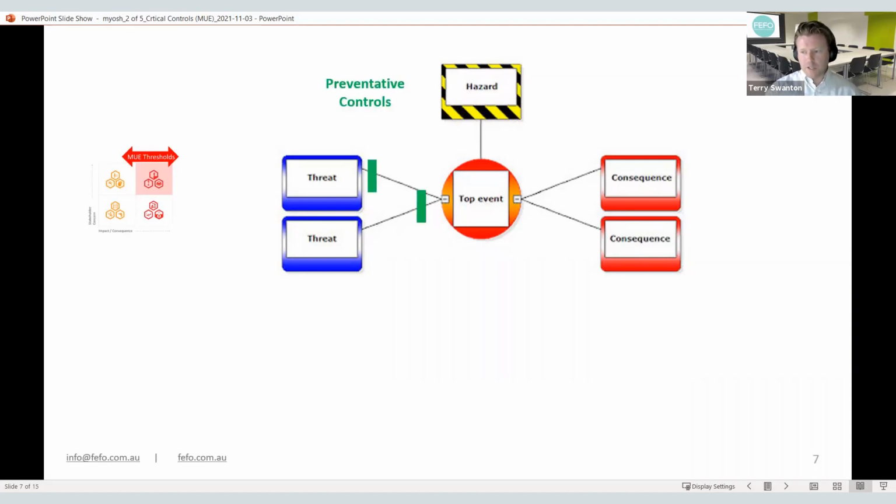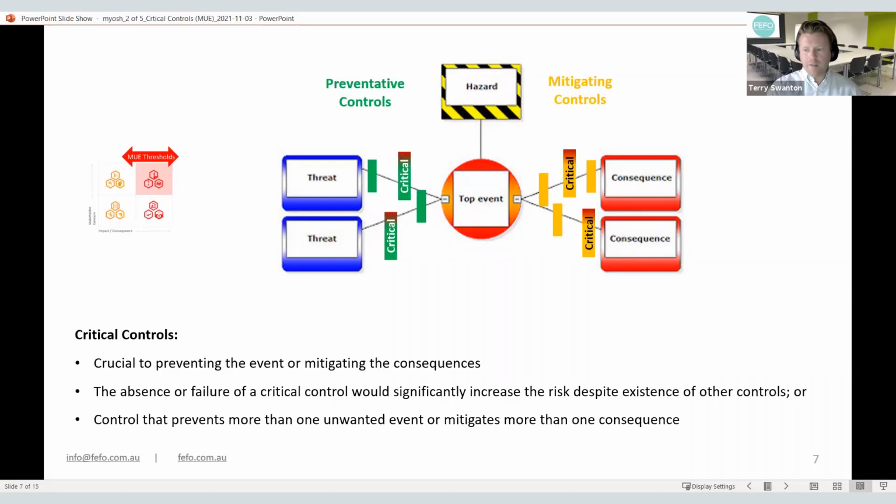So, of course, when doing a bow tie assessment, the goal here is to identify controls, both on the preventative side, but also on the reactive side, so mitigating once the event has occurred. However, the critical part for today is looking at what are the critical controls. So the critical controls are crucial for preventing the event in the first place or mitigating those consequences. Keyword here is crucial. The absence or failure of a critical control would significantly increase the risk despite existence of other controls. So the control prevents more than one unwanted event or mitigates more than one consequence.